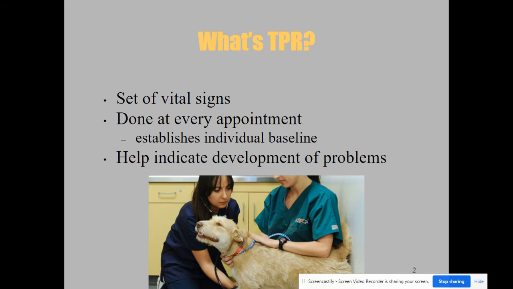The second thing is it helps to indicate the development of problems. So if something in the TPR is majorly off, or if it's been trending off of the norm for a while, that can indicate that a problem has been developing. It just serves as another diagnostic tool that says, hey, something might be off. We should continue to examine or continue to monitor.